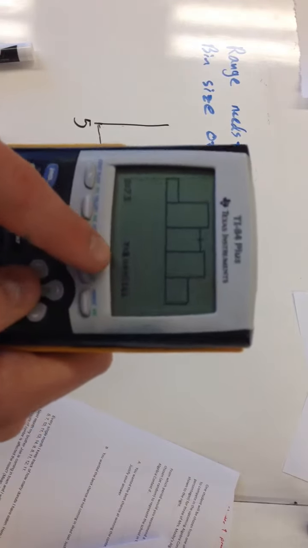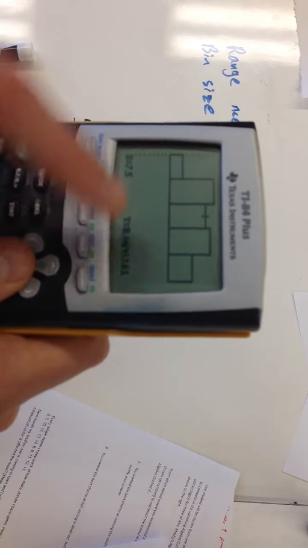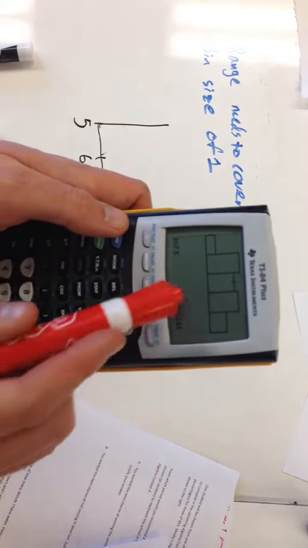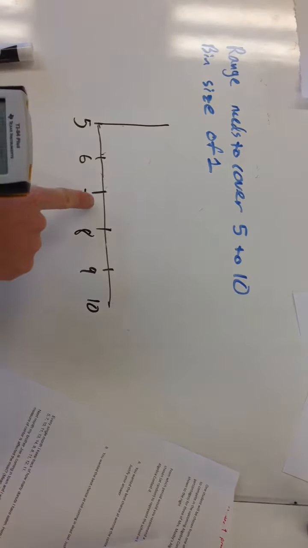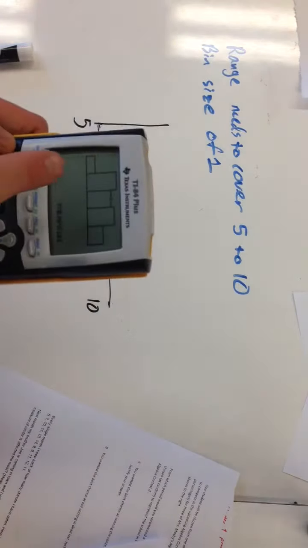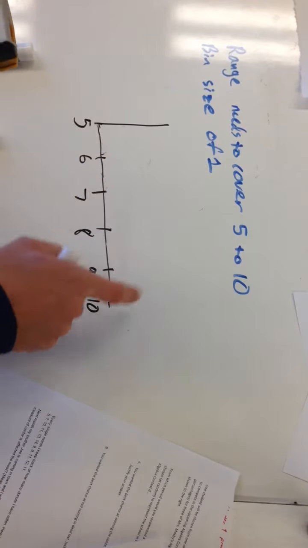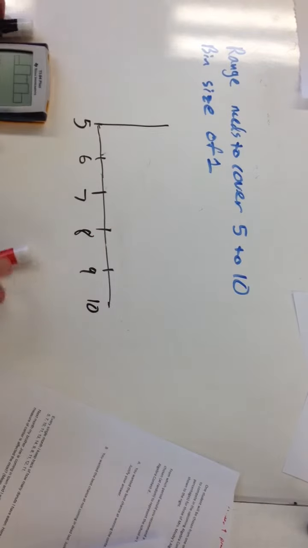This is 8.06. So this is going to have a height of 8, this middle box. That middle box is between 7 and 8 hours of sleep. You can see how there's 5 boxes, just like I conjectured, 1, 2, 3, 4, 5 boxes.